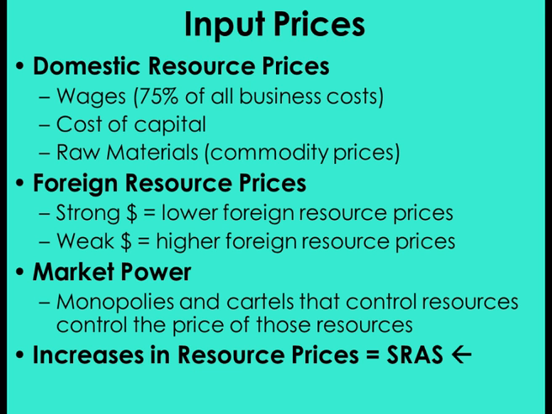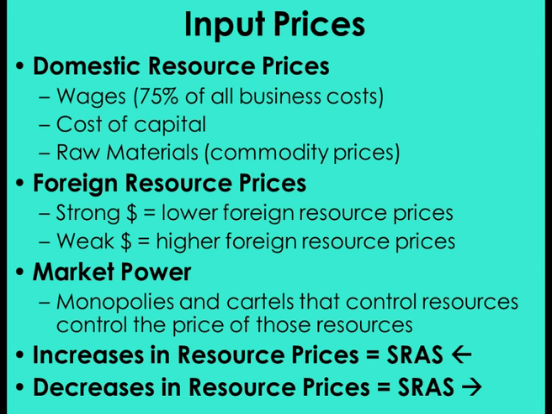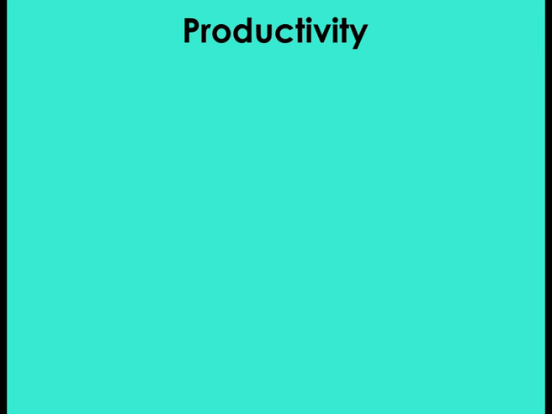And so when you have an increase in resource prices, that's going to shift your short-run aggregate supply curve to the left, because when you increase the resource prices, it increases the cost of producing those things, and smaller quantities, or fewer goods and services, can be produced. And then you have a decrease in resource prices, which allows for the increase in short-run aggregate supply. It allows firms to produce more output.